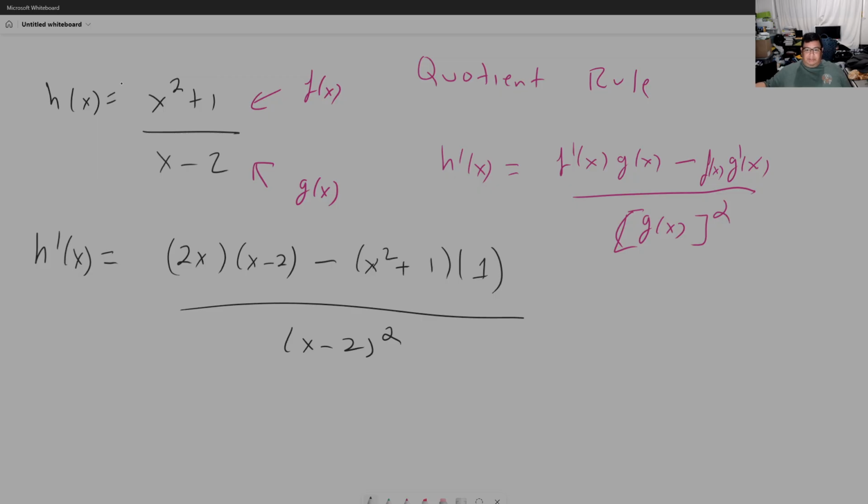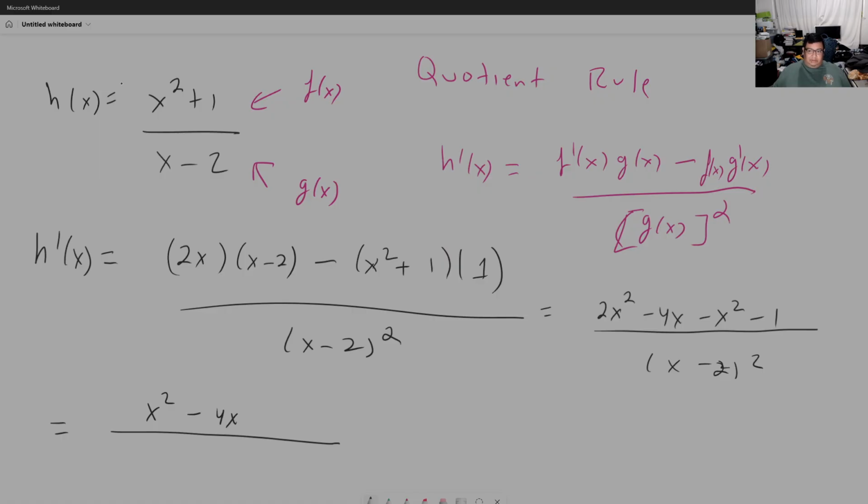So now let's simplify a little bit. So the top part, we multiply 2x times x, that's going to be equal to 2x squared. And then 2x times minus 2, that's going to be minus 4x. And then we distribute the negative, so it's going to be negative x squared minus 1, all over (x minus 2) squared. So now 2x squared minus x squared is x squared, so we get x squared minus 4x minus 1.